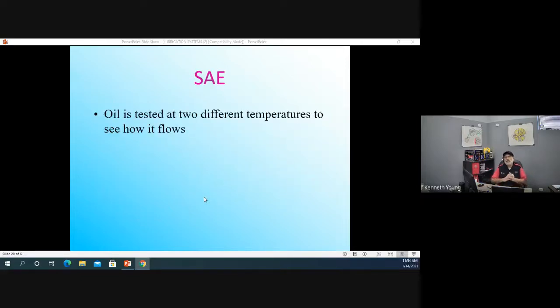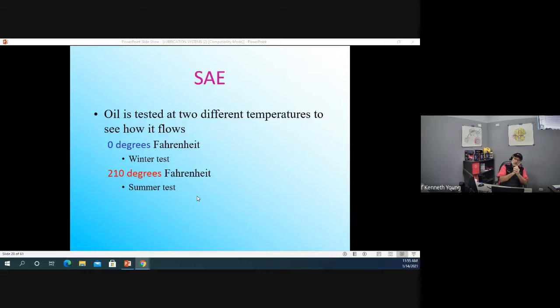So the Society of Automotive Engineers, they test oils at two different temperatures to see how that oil flows. So one of the flow tests is called a winter test. And that simply means that the oil is going to be at temperature zero Fahrenheit, and at temperature zero, they're going to see how that oil flows. And then that gets a low number, and that's called a winter test.